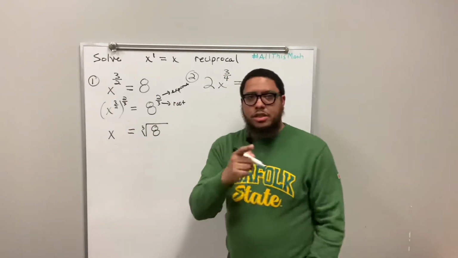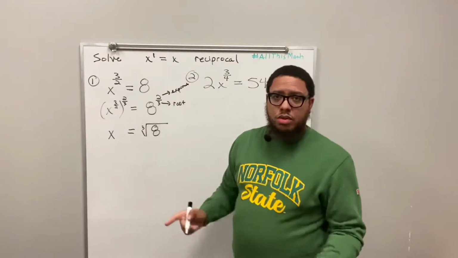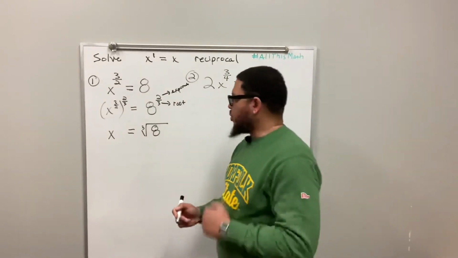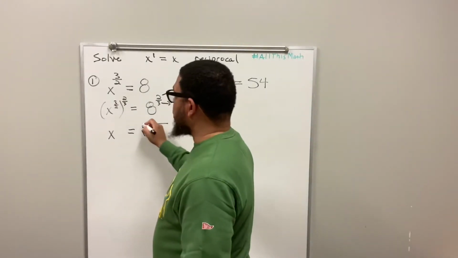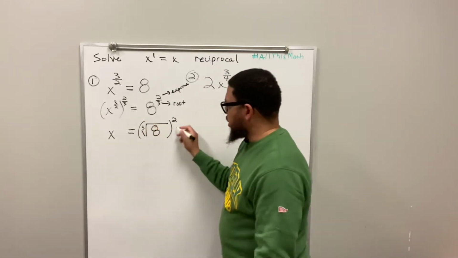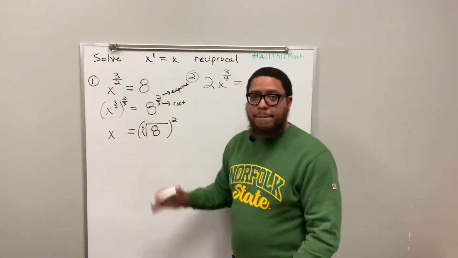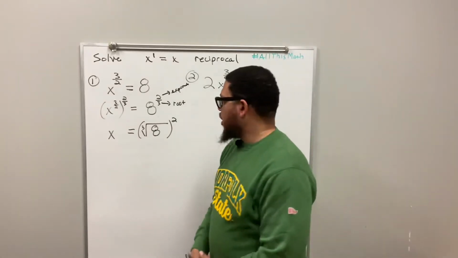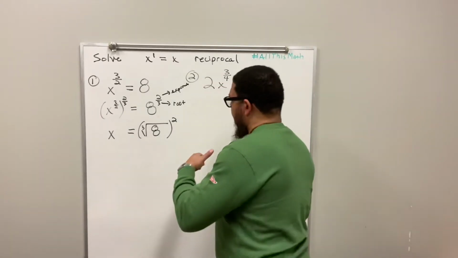But now you have to ask yourself, what am I going to do with the 2? This is what you do with the 2. The 2, like I said, is your new exponent. So I'm going to put some parentheses and put the exponent 2 outside. That's what I'm going to do. All right, now I can do my math.